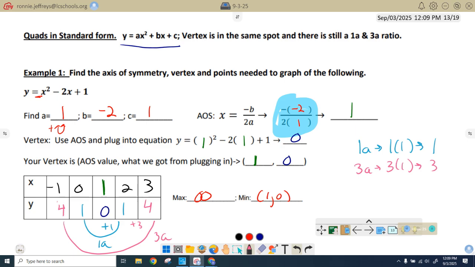Now, this does have a little bit of different math than the vertex form, but it's literally the same thing. It's just like this is the vertex form in a costume.